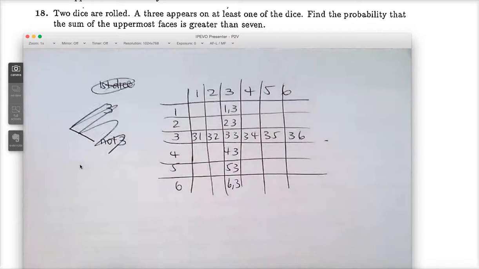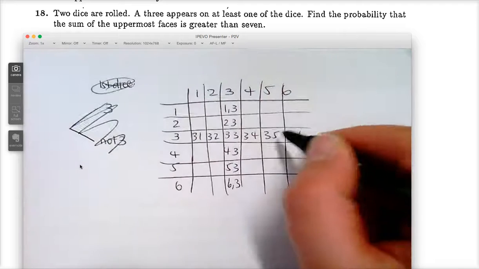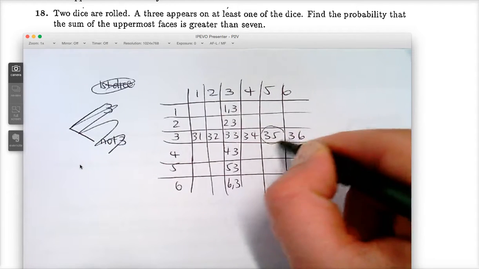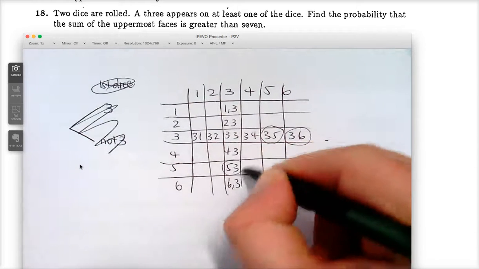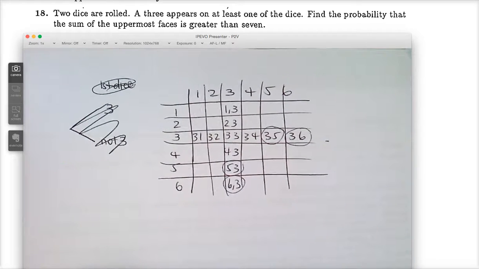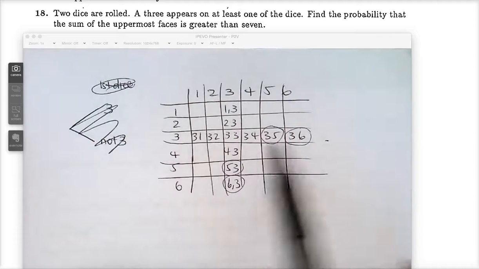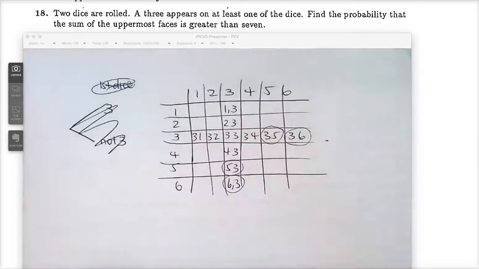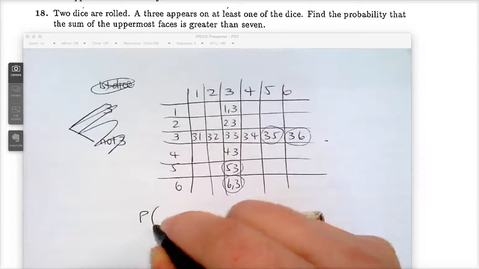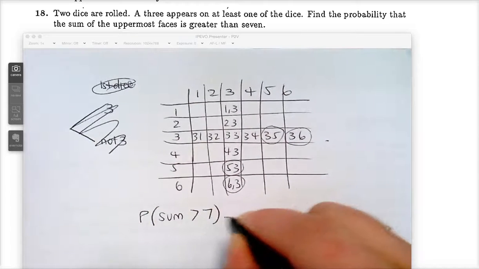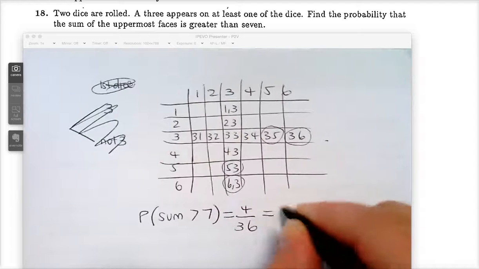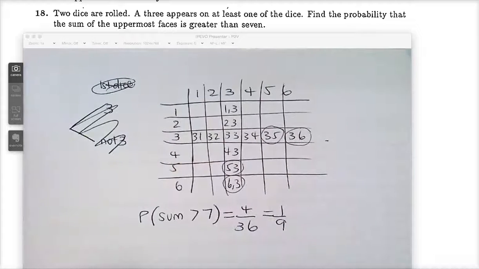Now, the sum of the uppermost faces is greater than 7. Just one sec, I'm circling them, but I'm going to do it another way as well. I think this looks okay, 4 out of 36, but I'm going to do it another way as well. So the probability that the sum is greater than 7 is 4 out of 36 possibilities, 1/9. No, so it's not right. I'm going to do it another way.